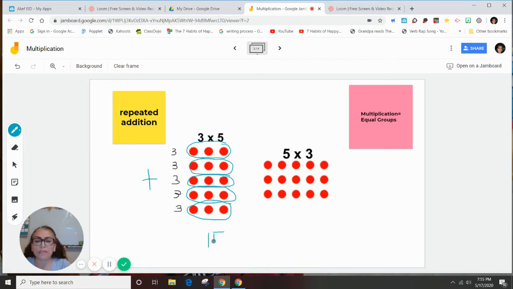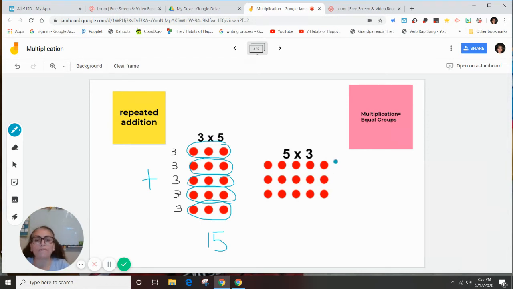And I want you to see how the way we organize the arrays, if I put it vertically or if I'm going to put them horizontally, they're the same. See, 3 groups of 5, 5 groups of 3. And on this one, we're talking about the fact family. We're going to see that it doesn't matter the way we're putting the numbers when we multiply, it's the same thing. Let's count it right here.